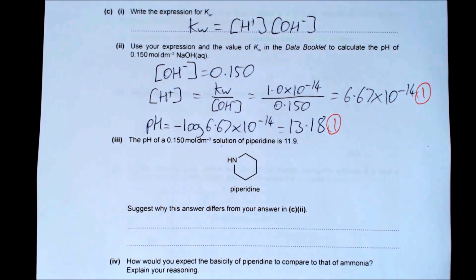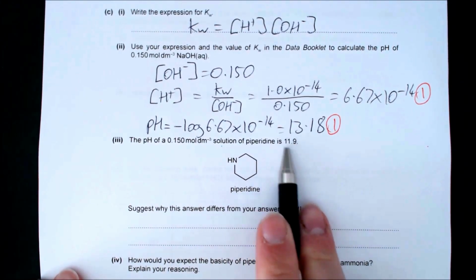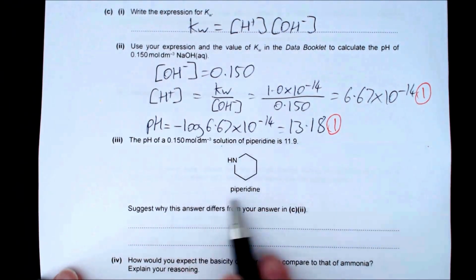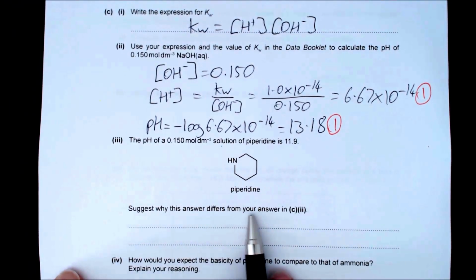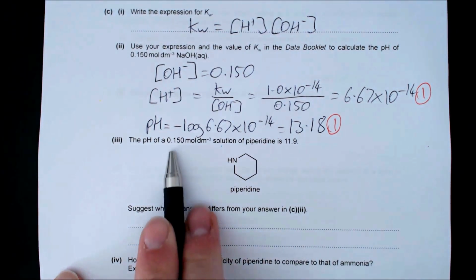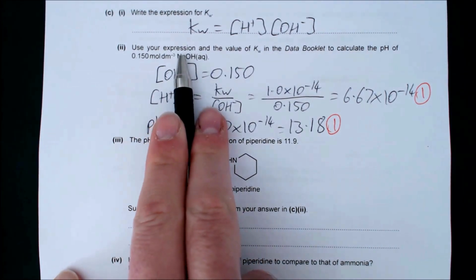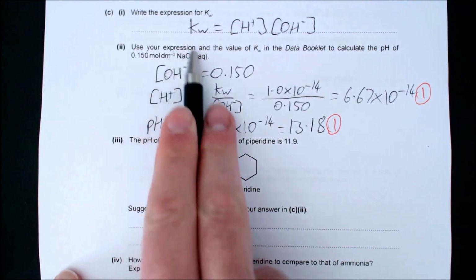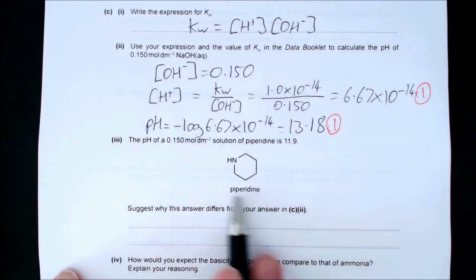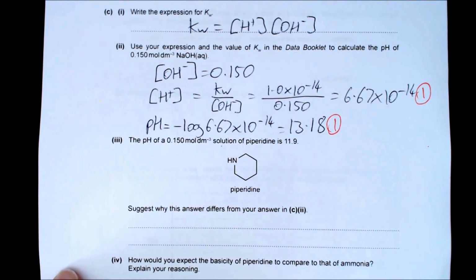So there we go. Okay, so the pH of a 0.15 moles per dm cubed solution of piperidine is 11.9. So here's your piperidine here. It asks why this answer differs from your answer in C part 2. What we need to say is that, remember this is a very strong base here, and bases are proton acceptors. This is obviously a stronger proton acceptor than this here. And basically, the better it is at accepting protons, the stronger the base is.